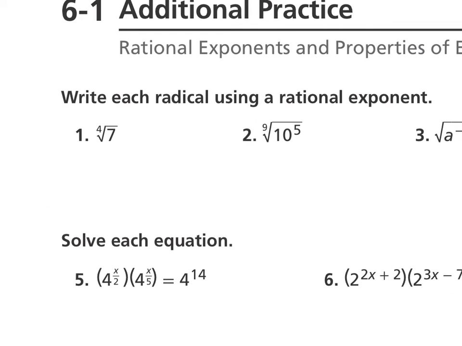First part asks us to write each radical. These are our radical symbols using a rational exponent. So I need to change the 4th root of 7 into a rational exponent. So that is 7 to the 1/4 power. Remember that there's automatically a 1 here. If I come over to 2, I'm going to still have my 10. And then this is the numerator of my fraction. The root is the denominator. Pretty easy, right?